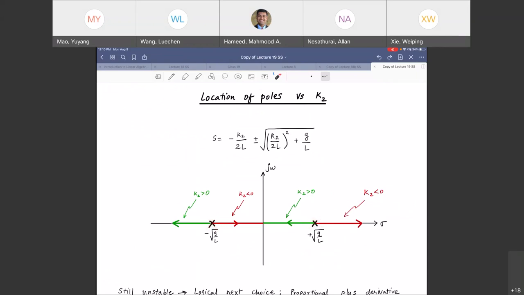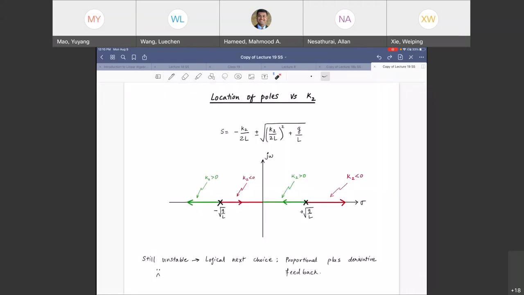With k2, you have got two options. You can increase k2 or you can decrease k2. If you decrease k2, this guy will move here, bad. This guy will move here, okay, but still moving in the wrong direction here. But if you increase k2 greater than 0, this guy is green, moving in the good direction. This guy is also moving left in the good direction. So both are good. Problem is, this will never cross over on the left side. What that means is, if you use just derivative feedback, you are not going to get stability. Right? Earlier, you were able to get at least marginal stability. Now you are not even going to get marginal stability.